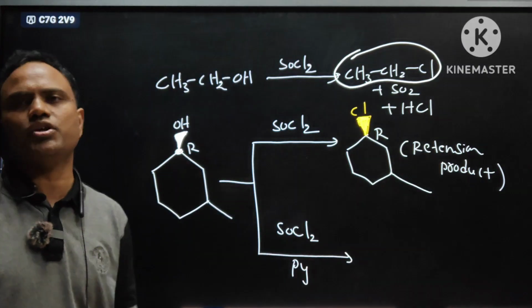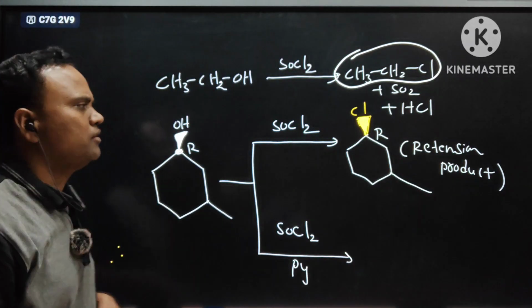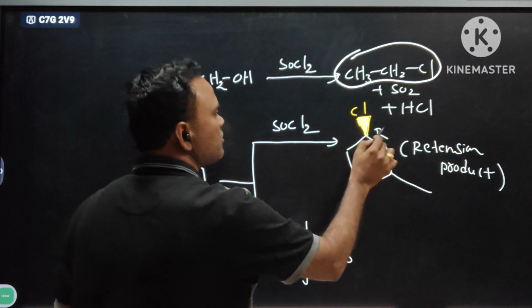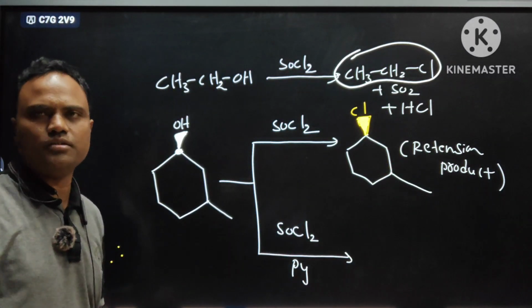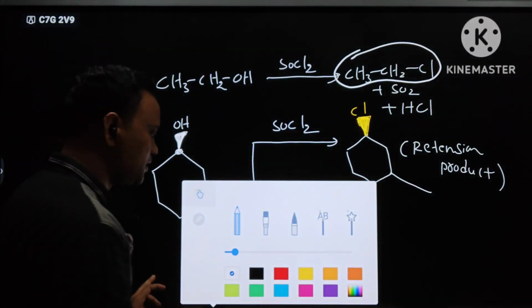You know RS configurations from stereochemistry in first year. This is the retention product, meaning the configuration is the same at the chiral center. This is the chiral center, so the configuration will be the same at the chiral center.